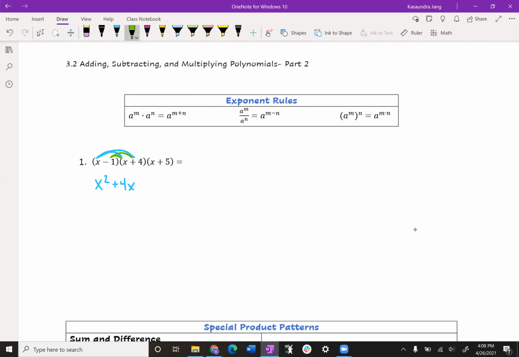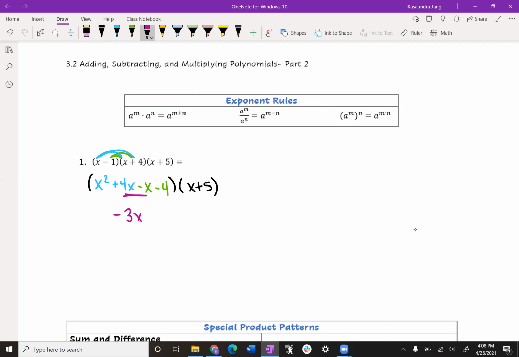The negative 1, let's distribute the negative 1. So I get a negative 1 times x and a negative 1 times 4. All right, so that's those first 2 distributed. I still haven't touched the x plus 5, the third one. I think I'm going to combine some like terms here. My 4x minus 1x, 4 minus 1 is 3, so I got a 3x here.